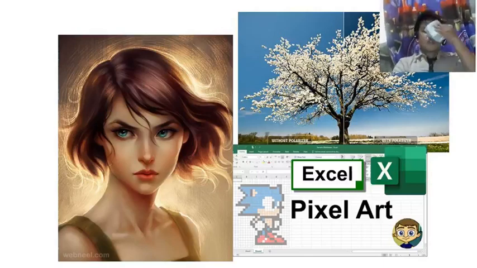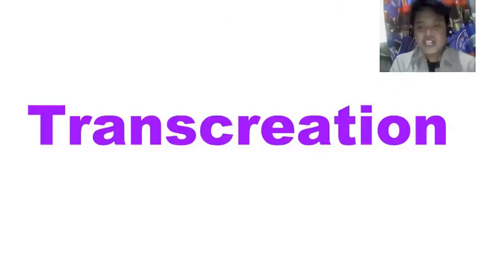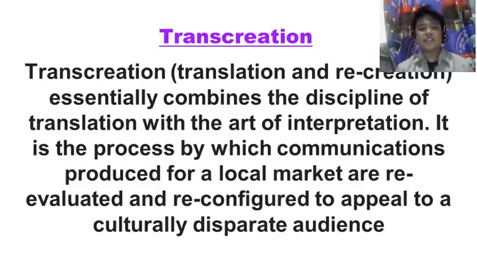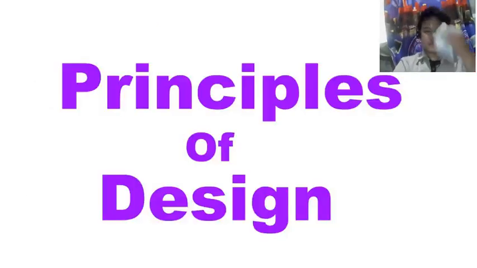Next we have what we call transcreation. When we say transcreation, that is a combination of translation and recreation, which means it is the process by which communications produced for a local market are re-evaluated and reconfigured to appeal to a culturally disparate audience. So they are trying to communicate with the community using their arts. Okay, that is transcreation. Next, principles of design.